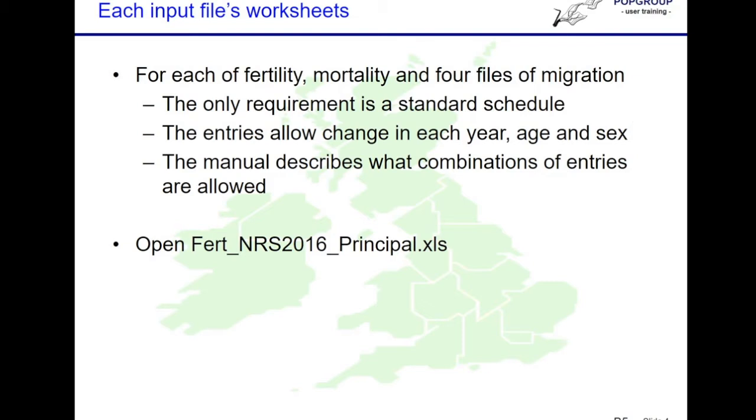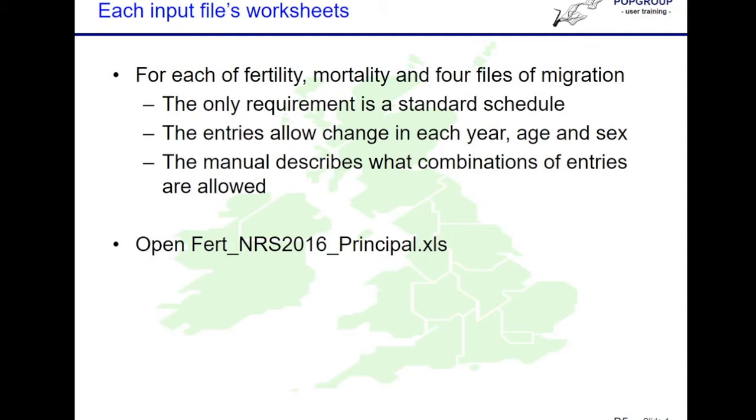What I'm going to do in this video is look into the information that's contained in some of these files. So for each of our fertility, mortality, and the 4 files of migration that we have within POPGROUP, the only requirement is to specify a standard schedule. And this standard schedule contains a set of age and sex-specific rates of mortality and migration, and a set of age-specific rates of fertility. We can explore these schedules using our input files.